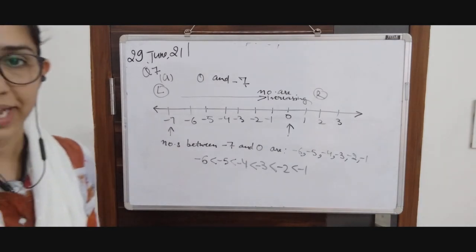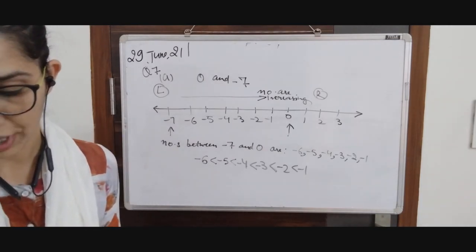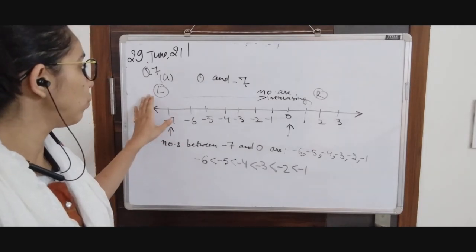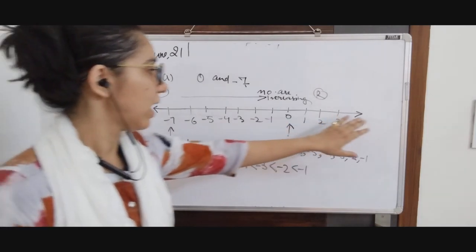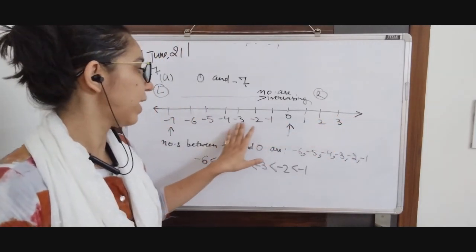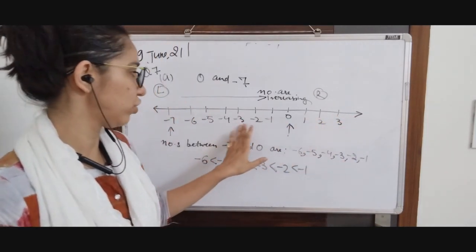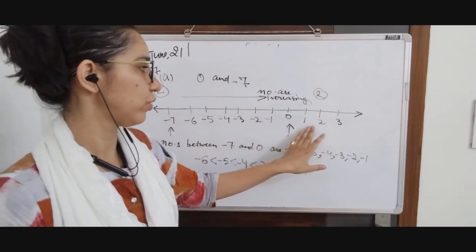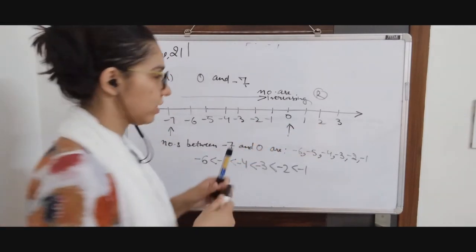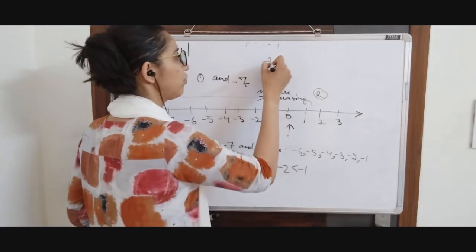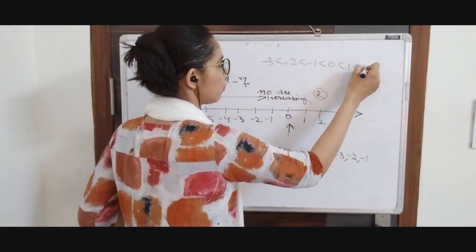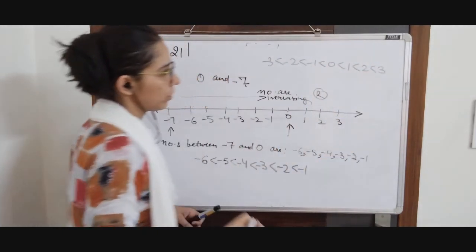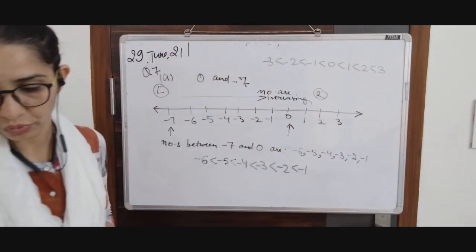Then next is -4 and 4. We can do it like this: -4 and 4. I will represent -4 and 4, and I will write the numbers between them. They are going to be -3, -2, -1, 0, 1, 2, 3. Then I can write them: -3, -2, -1, 0, 1, 2 and 3. So similarly you can do the other parts also.